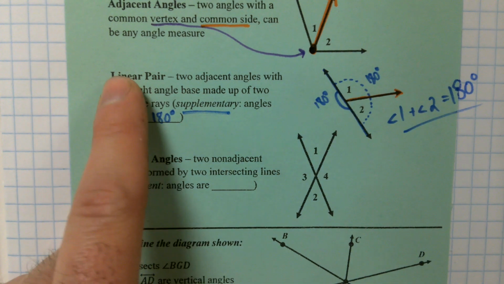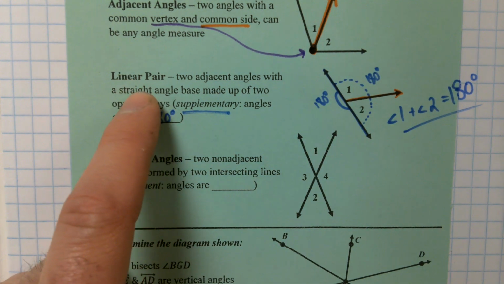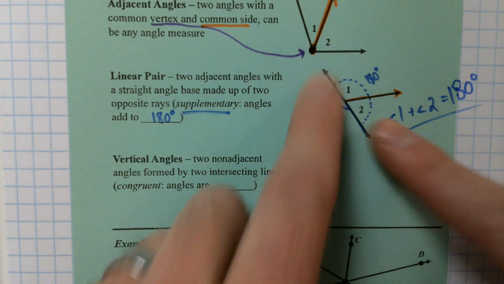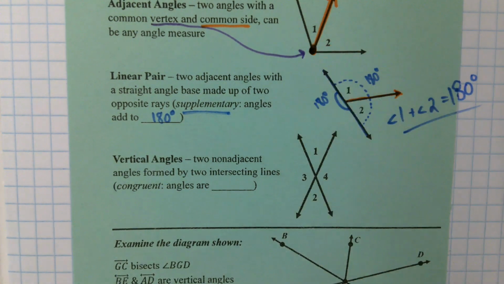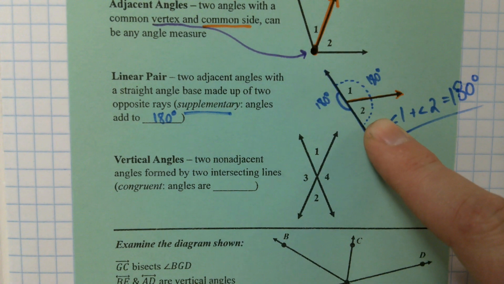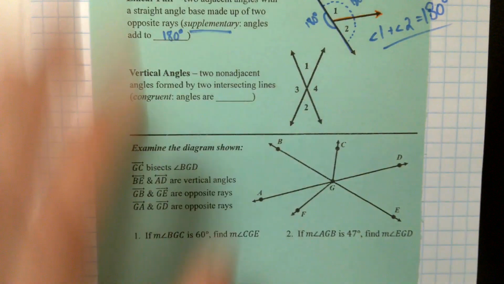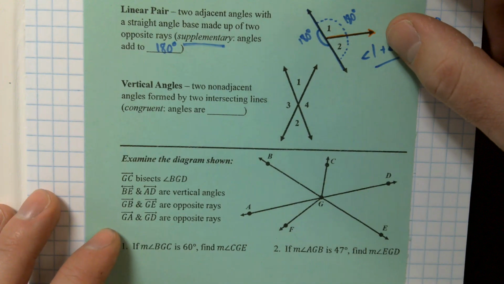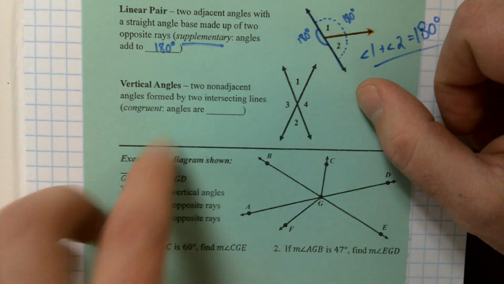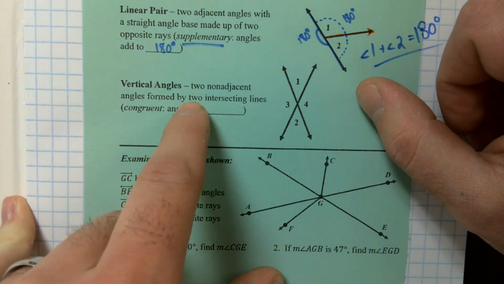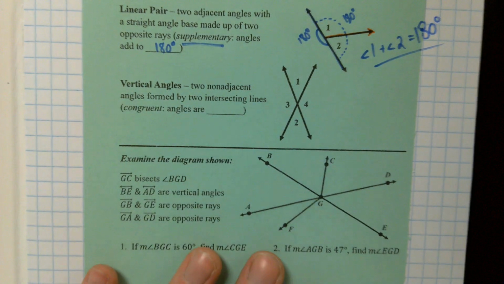Okay, everybody say linear pair. Linear pair. What does linear mean again? Straight line. So this is two angles that when you stick them next to each other, they form a line, a straight line, which is 180 degrees. Okay? Any questions on that one? Pretty easy, right? Vertical angles. Two non-adjacent angles formed by two intersecting lines.